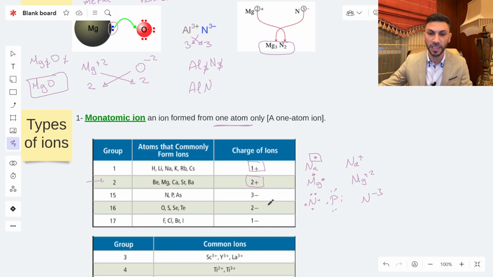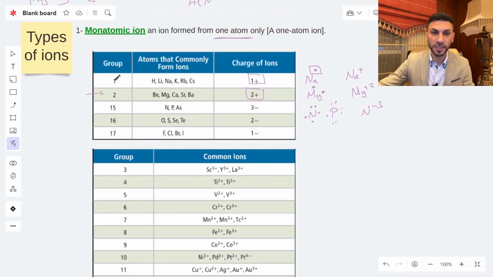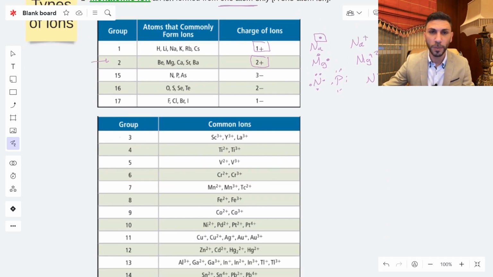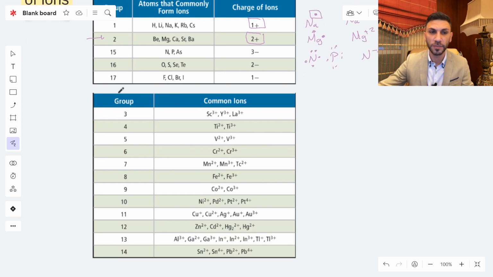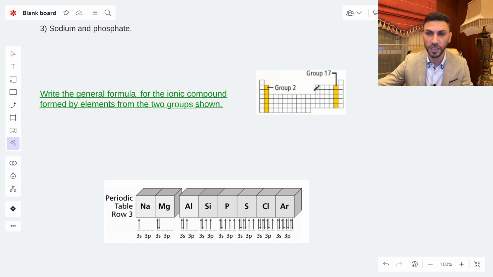Group 16, negative 2. Group 17, all the halogens, chlorine, fluorine, bromine, iodine, are negative 1. Now, those elements are the main elements. What about the transition elements? The transition elements are the elements located here. You see, those are the transition elements.